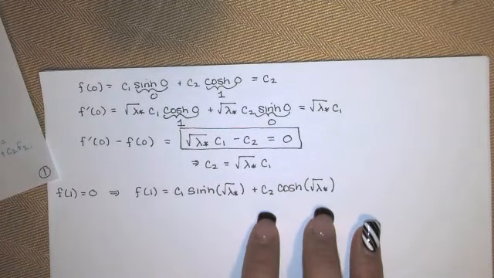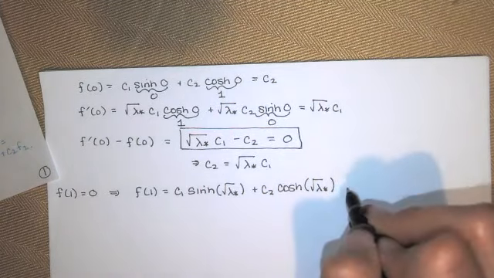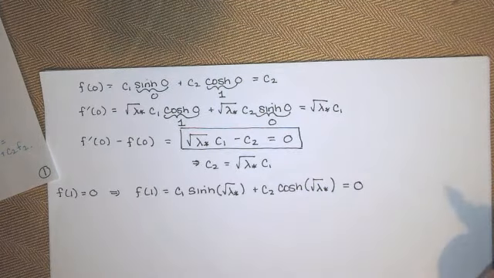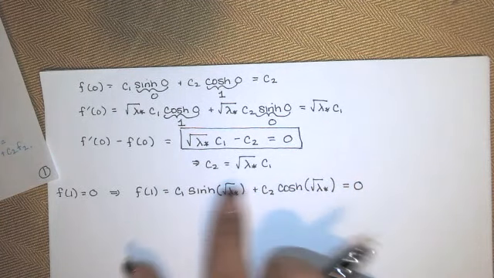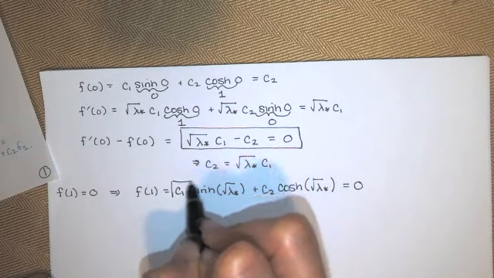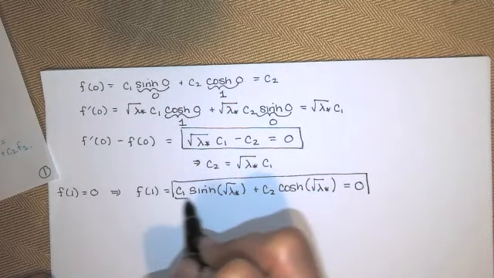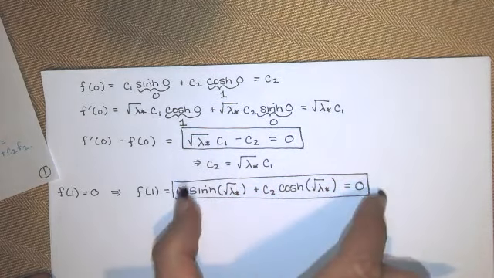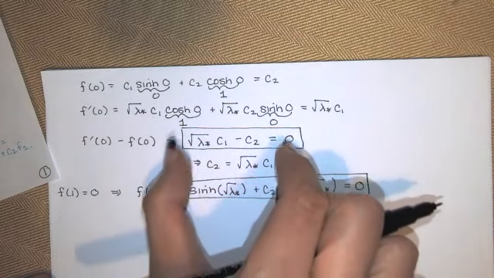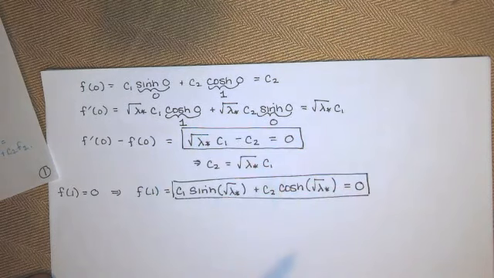And there's no cancellations there. We have to set this equal to 0. So we have this, we know that this is true. Now, I've got two equations with two unknowns. Here's one equation with two unknowns, C1 and C2, and there's a second equation with the two unknowns, C1 and C2.